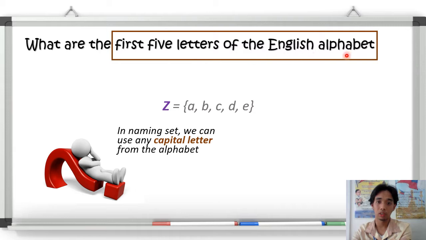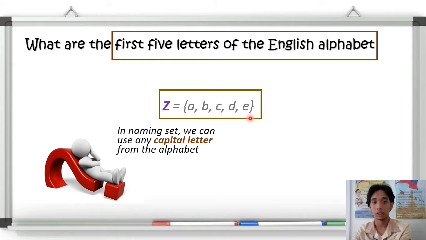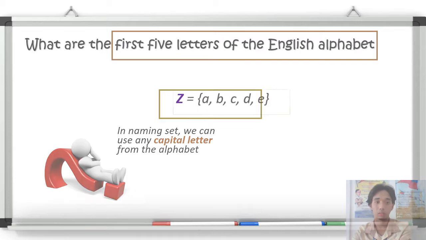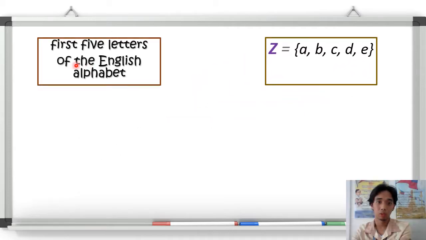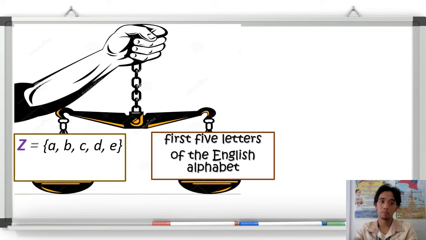Now take a look at this: first five letters of the English alphabet, and the set C here that has elements A, B, C, D, and E. Do they mean the same thing? Parehas ba sila? The answer is yes, they mean exactly the same thing. Ang pinag-iba lang nila ay yung way kung paano natin sila sinulat.